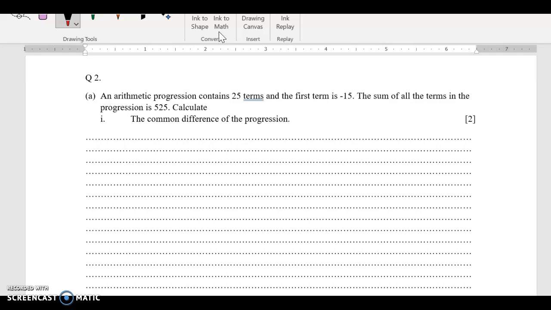Okay, question number 2. An arithmetic progression contains 25 terms. That means the number of terms we are given is 25. The first term is minus 15, and the sum of all the terms in the progression, that means S25, is given, which is 525. And then it says calculate the common difference of the progression.